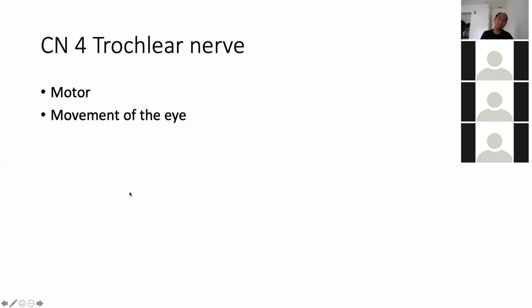Fourth cranial nerve is simple, SO4, superior oblique, trochlear nerve. It is pure motor. It is for the movement of the eye, the superior oblique muscle, trochlear nerve.